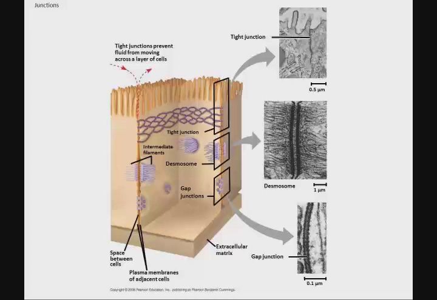But the gap junction will allow very small molecules to pass from cell to cell based on diffusion. So if you get these into your list of cellular components and cellular anatomy, then we can wrap it up and call that a done deal.